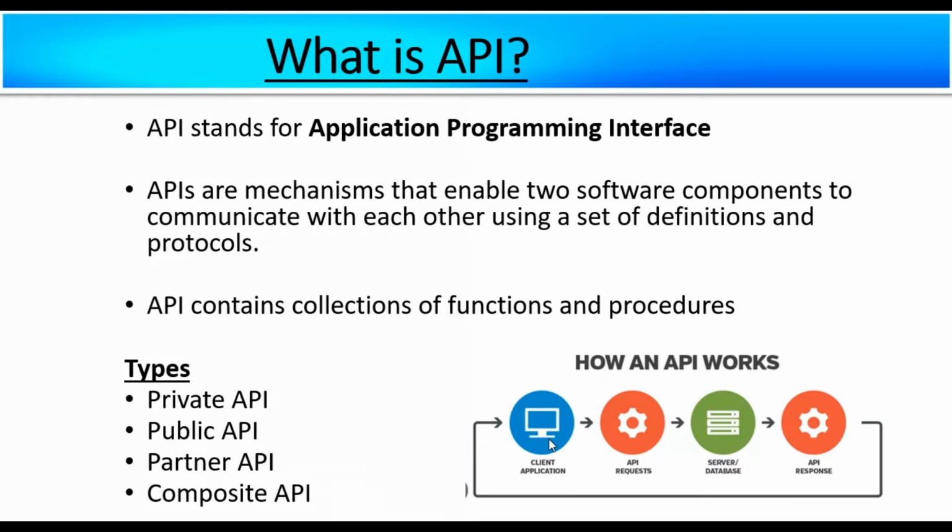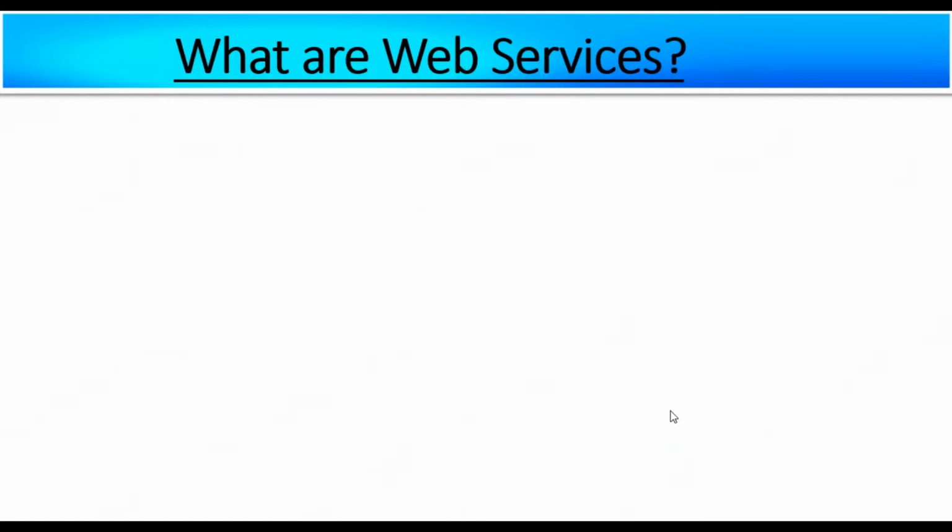And the third type of API is partner API. Basically, when two businesses want to achieve one business goal, one business has to talk to the other business. In those cases, we will be using the partner API. And the last type of API is composite API. Composite API is a combination of two APIs. It can be private API plus public API, or it can be public API plus partner API. So that's all about the API.